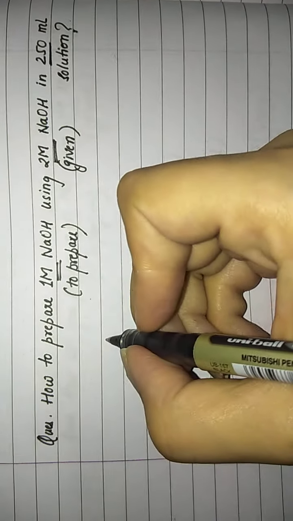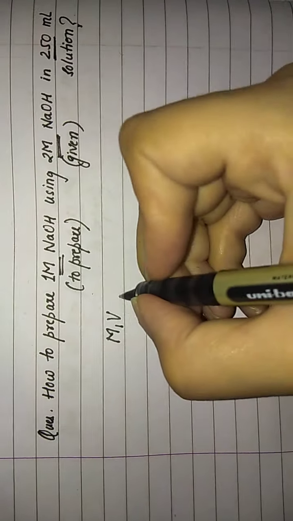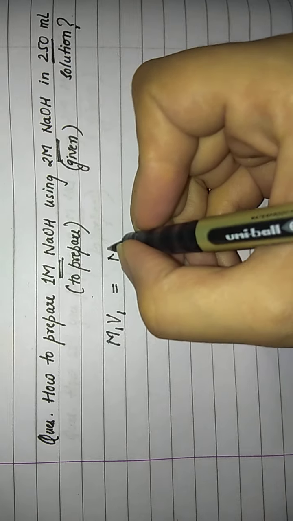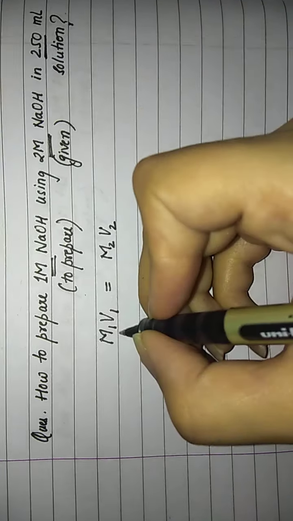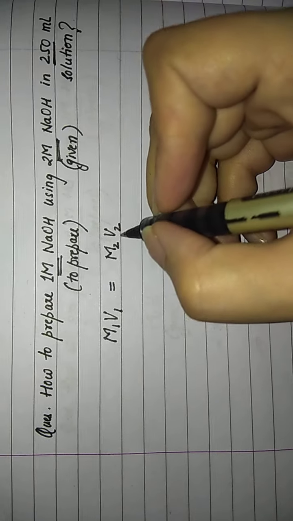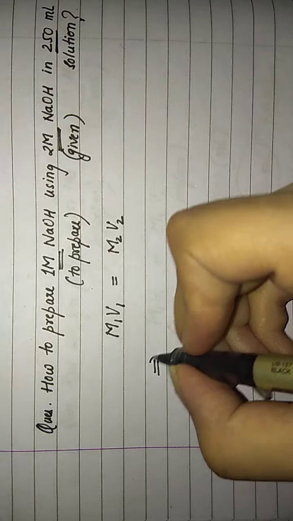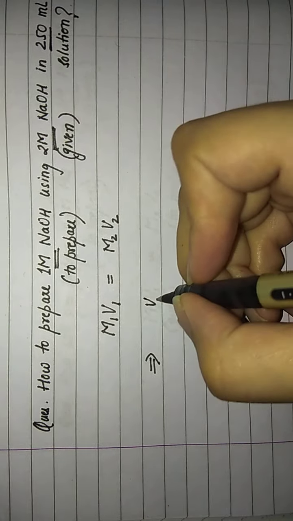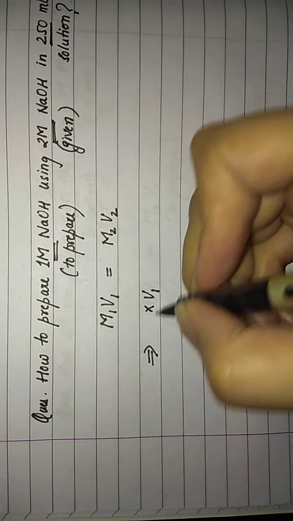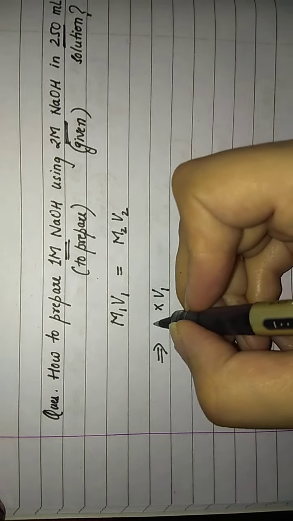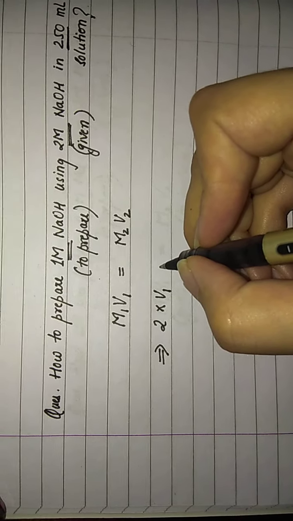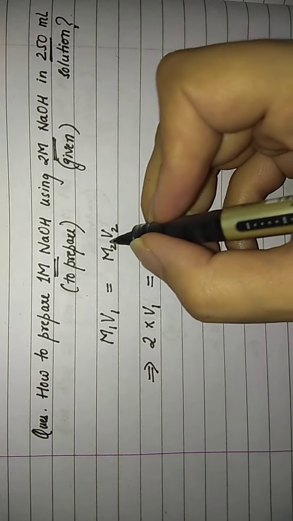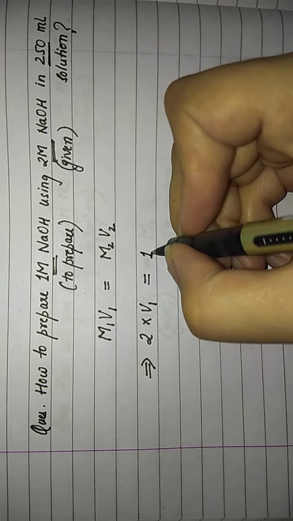Okay, fine. Now let's use the same formula. M1 V1 is equal to M2 V2. This was my given portion, and this was the portion to be prepared. Okay, so again, how do I say? How much volume of the given 2 molar NaOH solution should be taken so as to prepare 1 molar NaOH solution.